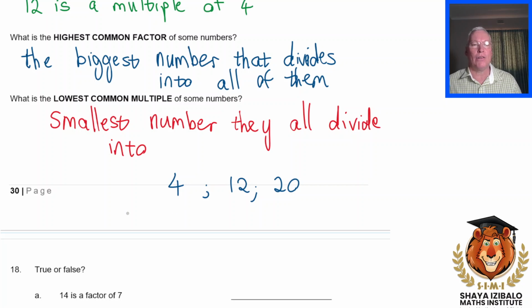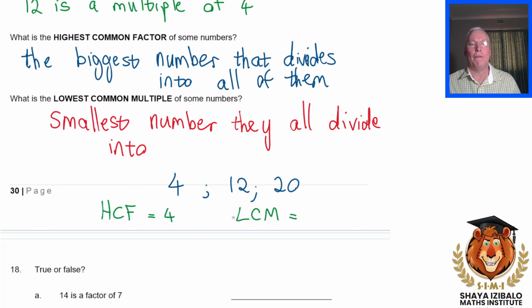So the highest common factor of these numbers, and that's what we write, we write HCF, highest common factor, is 4. You can't have a number bigger than 4. Like, for example, you might say, what about 6? Well, 6 does not divide into 4. All right. What about the lowest common multiple?